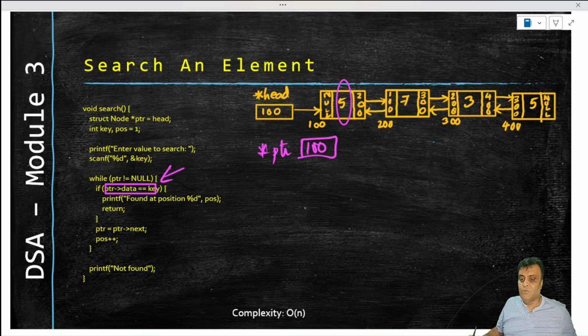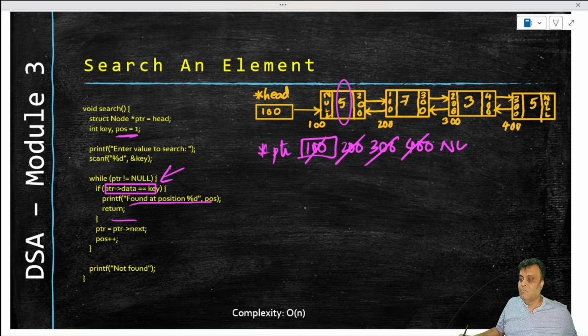At the position. So we have taken another position, 1, just to make sure that we explain to the user at what position it is found. So position is 1, then position becomes 2. When you come out, you print where you have found it. So if we are searching for any element, then the pointer's data will be checked. If it is not found, this pointer will change to 200. If it is not found, this pointer will change to 300. If it is not found, to 400. And if it is not found, 400 will become null.